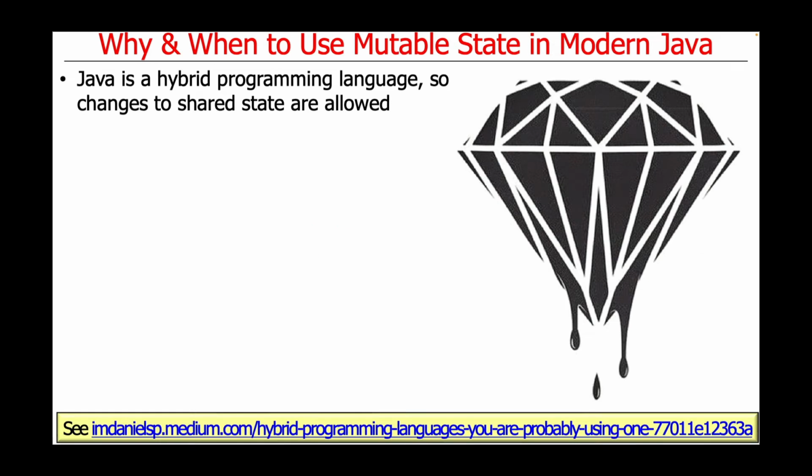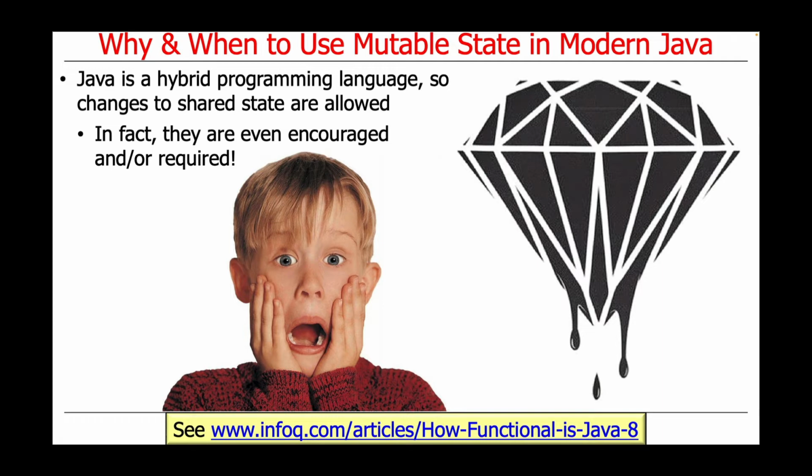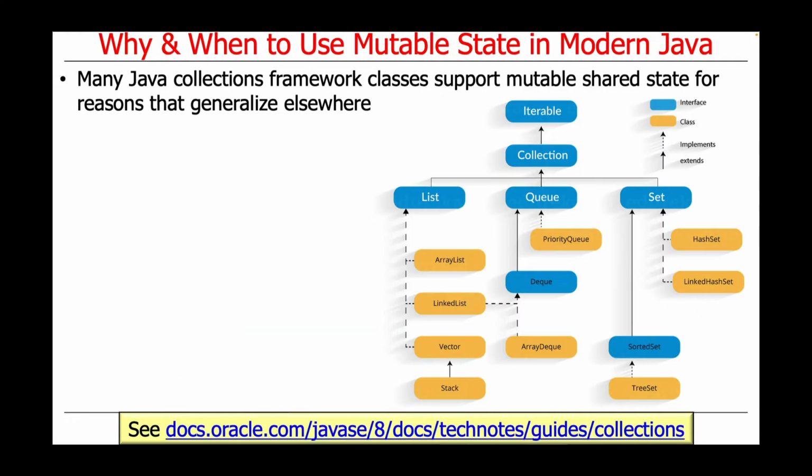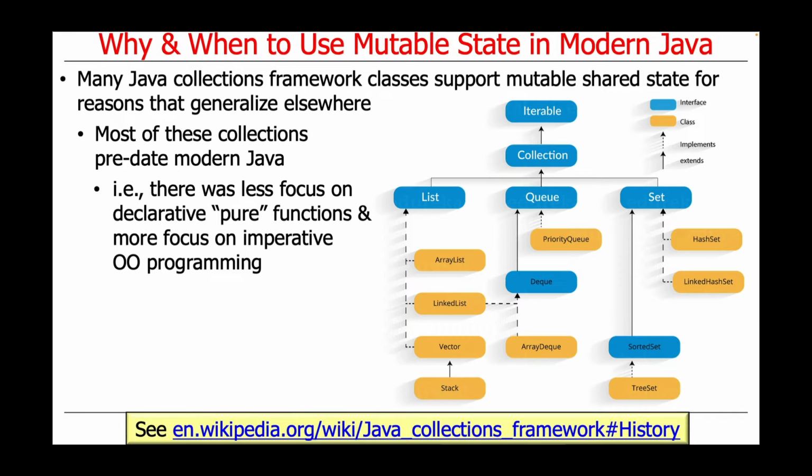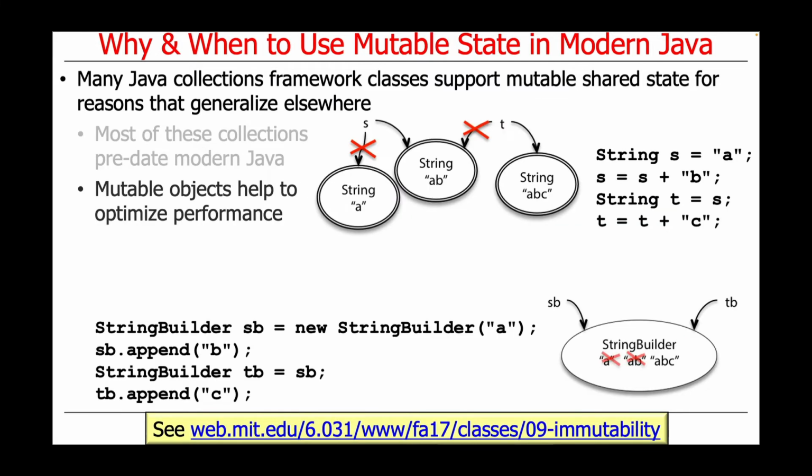Java is a hybrid programming language, so changes to shared state are allowed. In fact, they're often even encouraged and are required. For example, many Java Collections framework classes, such as ArrayList, LinkedList, TreeSet, HashMap, and so on, support mutable shared state for reasons that generalize elsewhere, to other frameworks, to other classes, to other applications. Most of these collections predate modern Java. In the early days of Java, there was much less focus on declarative pure functions and more focus on imperative object-oriented programming. Moreover, the use of mutable objects can often help to optimize performance.